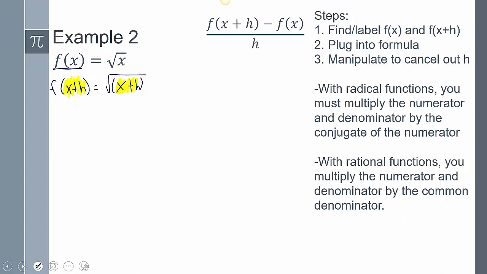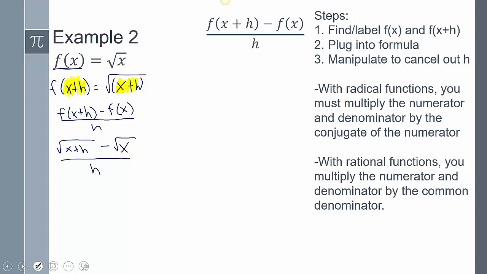So now I can plug it into the formula. My formula is f of x plus h minus f of x, all over h. So plugging it in, I have the square root of x plus h, there's my f of x plus h, minus my f of x, that's all over h.